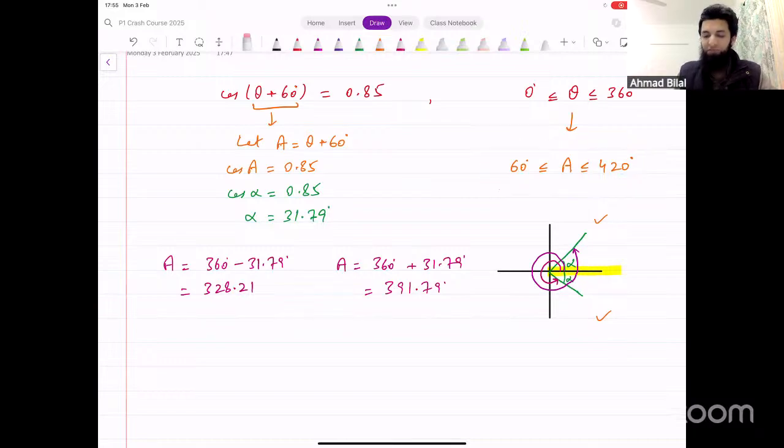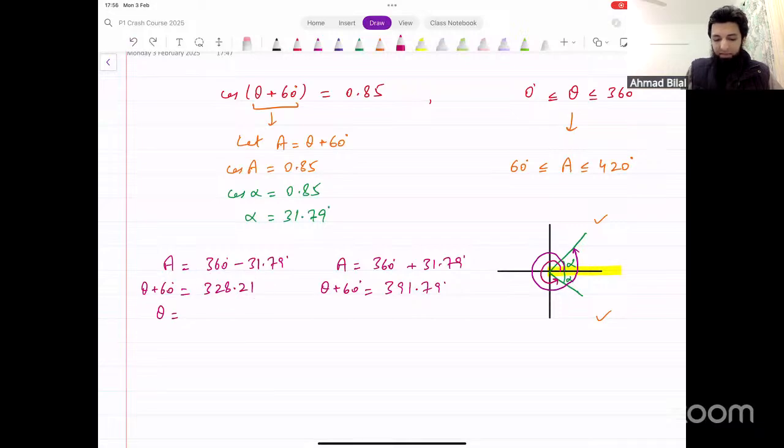At this point, once we have found all the possible values of A, we put that substitution back, because remember, the original equation was in terms of theta. So we're looking for the values of theta. What we do now is we put that substitution back. A was theta plus 60. So we say theta plus 60 is therefore equal to this, or theta plus 60 is equal to this. And we find the values of theta from this.